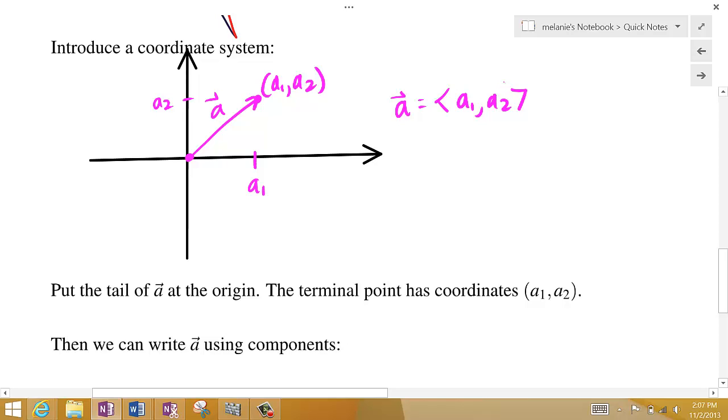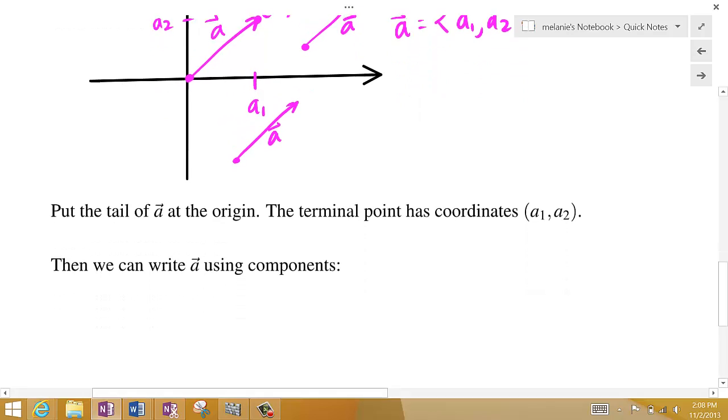And remember we said at the beginning that vectors are an equivalence class of directed line segments, so I could actually pick up this vector and put it somewhere else. I could pick it up here and draw it again as long as I have the same magnitude and the same direction. Vector A can be in any actual physical location. It just has to be pointing in the same direction and have the same length. So I put the tail of A at the origin, and the terminal point has coordinates A1 and A2.